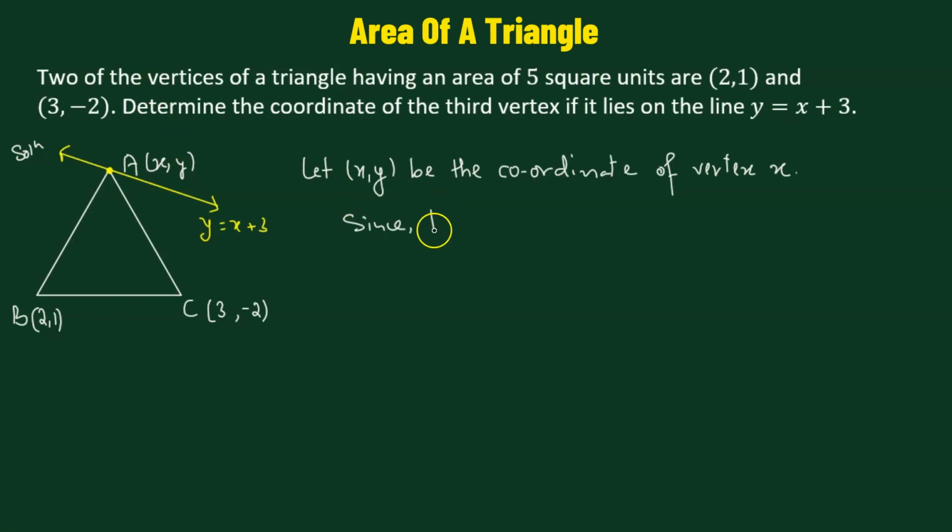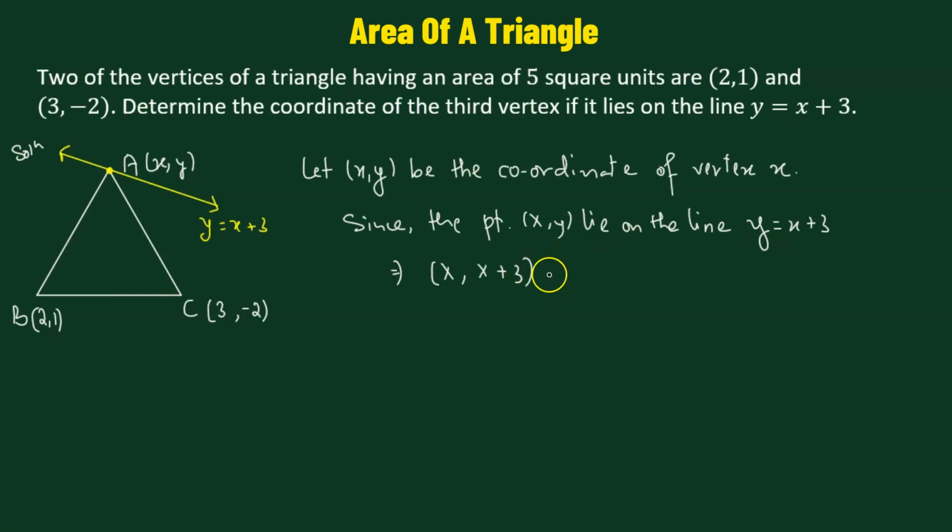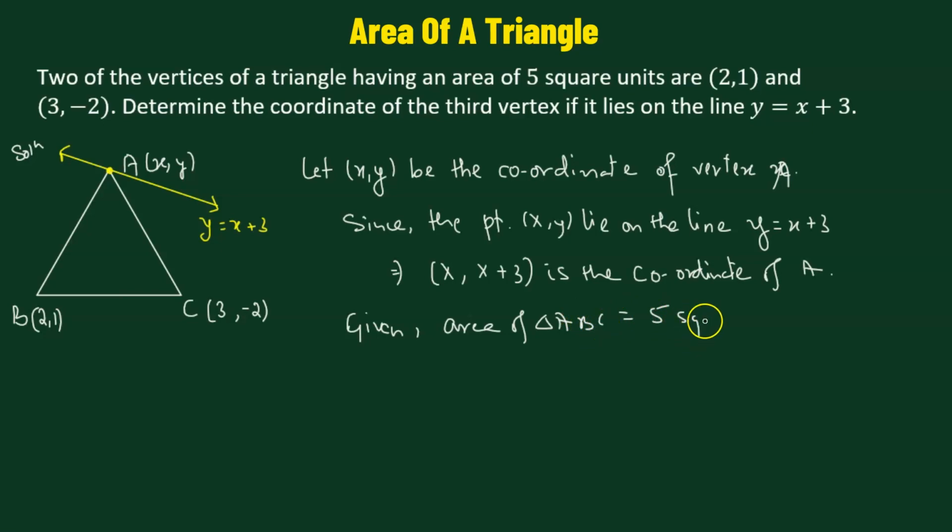Since the point (x, y) lies on the line y equals x plus 3, it should satisfy the equation of this line. If we replace the value of y with x plus 3, this means (x, x plus 3). So all we have done is replace the value of y with x plus 3. So (x, x plus 3) is the coordinate of the vertex A. Now that we have the three vertices, it's also given that the area of the triangle ABC equals 5 square units.